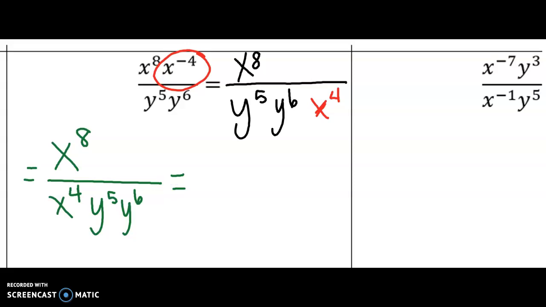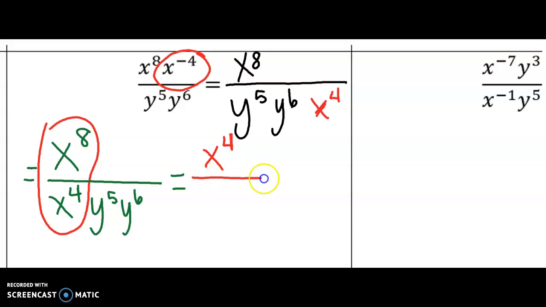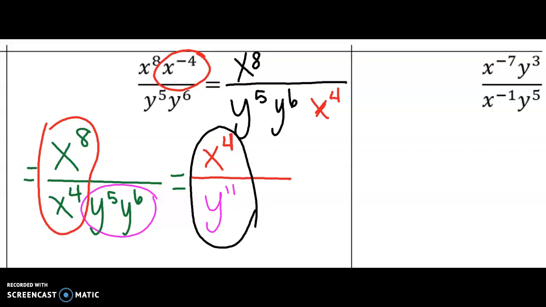Again, the rules from earlier are starting to apply here. We got x to the 8th over x to the 4th. So I have x to the 4th in the numerator. And then on the bottom, we have y to the 5th and y to the 6th. So in total, we have y to the 11th. And that's all we can simplify for now. So that is our final answer. Again, the key here is to make all the negative exponents positive and then combine your common bases.